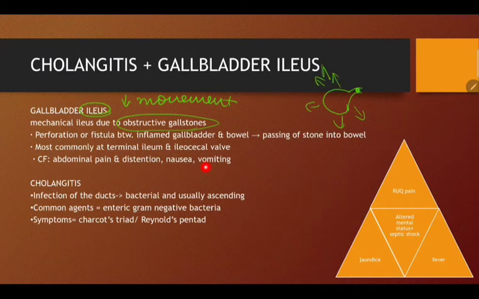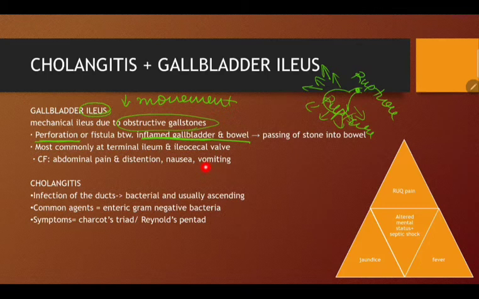And it keeps getting huger. And when it gets too huge, it can actually lead to a perforation or rupture, right? Okay, this is a rupture, right? So that will lead to perforation or a fistula formation between the adjacent gut and the gallbladder.